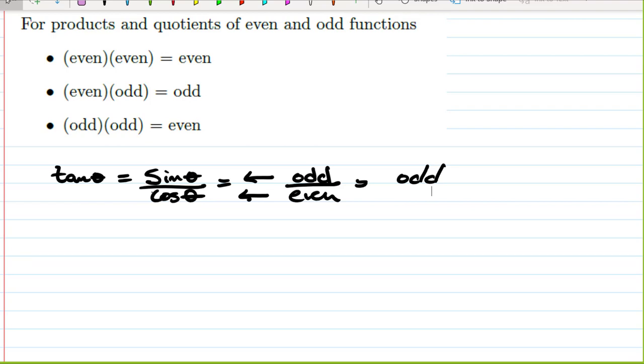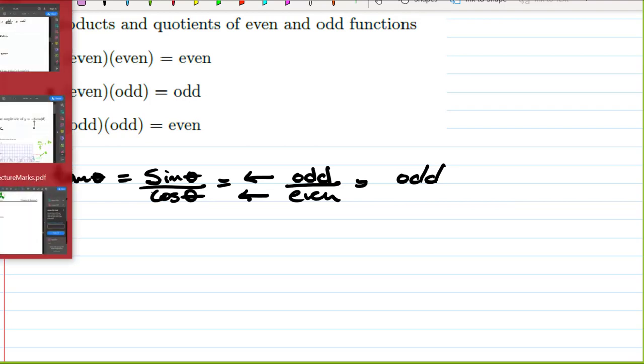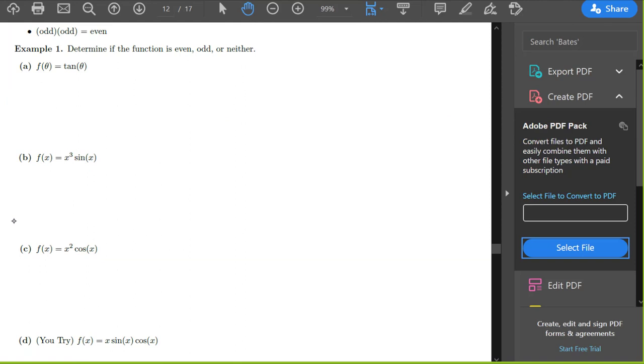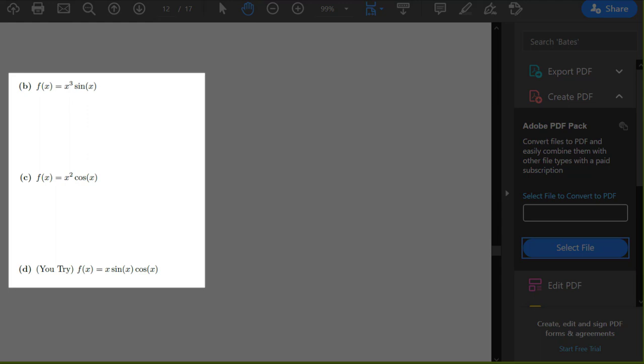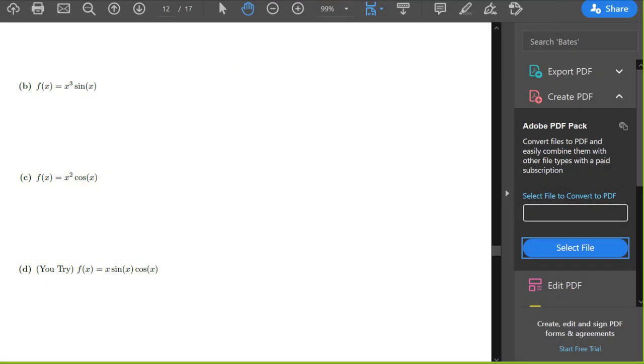All right, well, let's go ahead and take a look at the rest of these examples. We actually just did A. Our instructions were determine if the function is even, odd, or neither. So let's take a look at B, C, and then you guys are going to get a You Try, D.